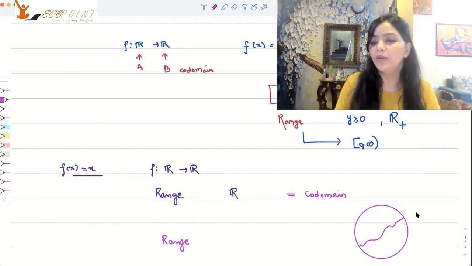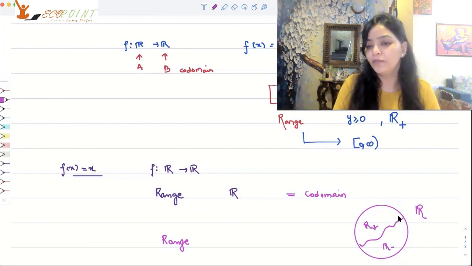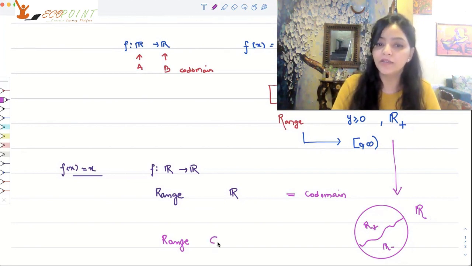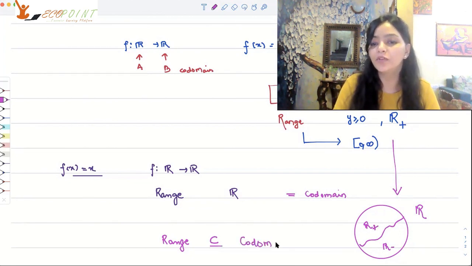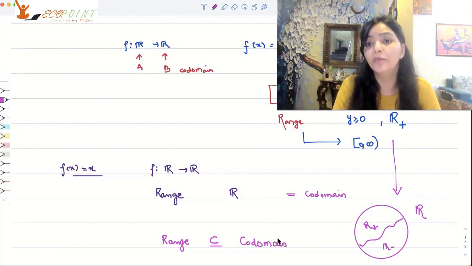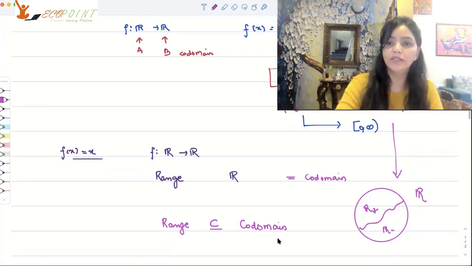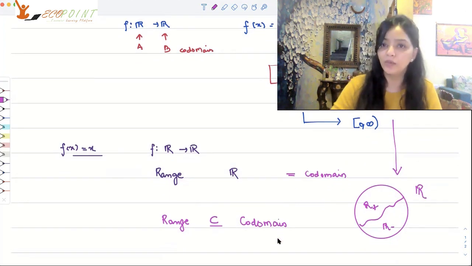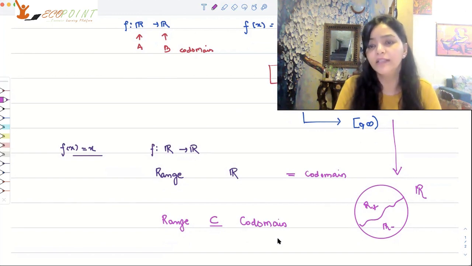inside. For example, if this entire set is R and this is R minus, this is R plus, then the set of positive numbers in this example, it's a part of the codomain, right? So range is said to be a subset, either proper or equal subset, of the codomain, because codomain conceptually means that codomain is the set of possibilities. So codomain consists of the range, or in other words, you will find your range within the codomain, or there could be times when it's equal to it.